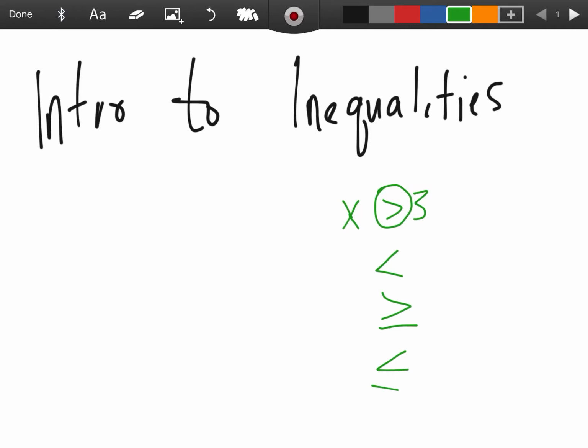So the way that I like to think of it is whatever way this sign right here opens up, that is the larger side. So this side over here, the right side, would have to be larger than the left side because it opens up to the right. This is greater than this side because it opens up to the left. And again, this side opens up to the right, so this side has to be greater than that side.